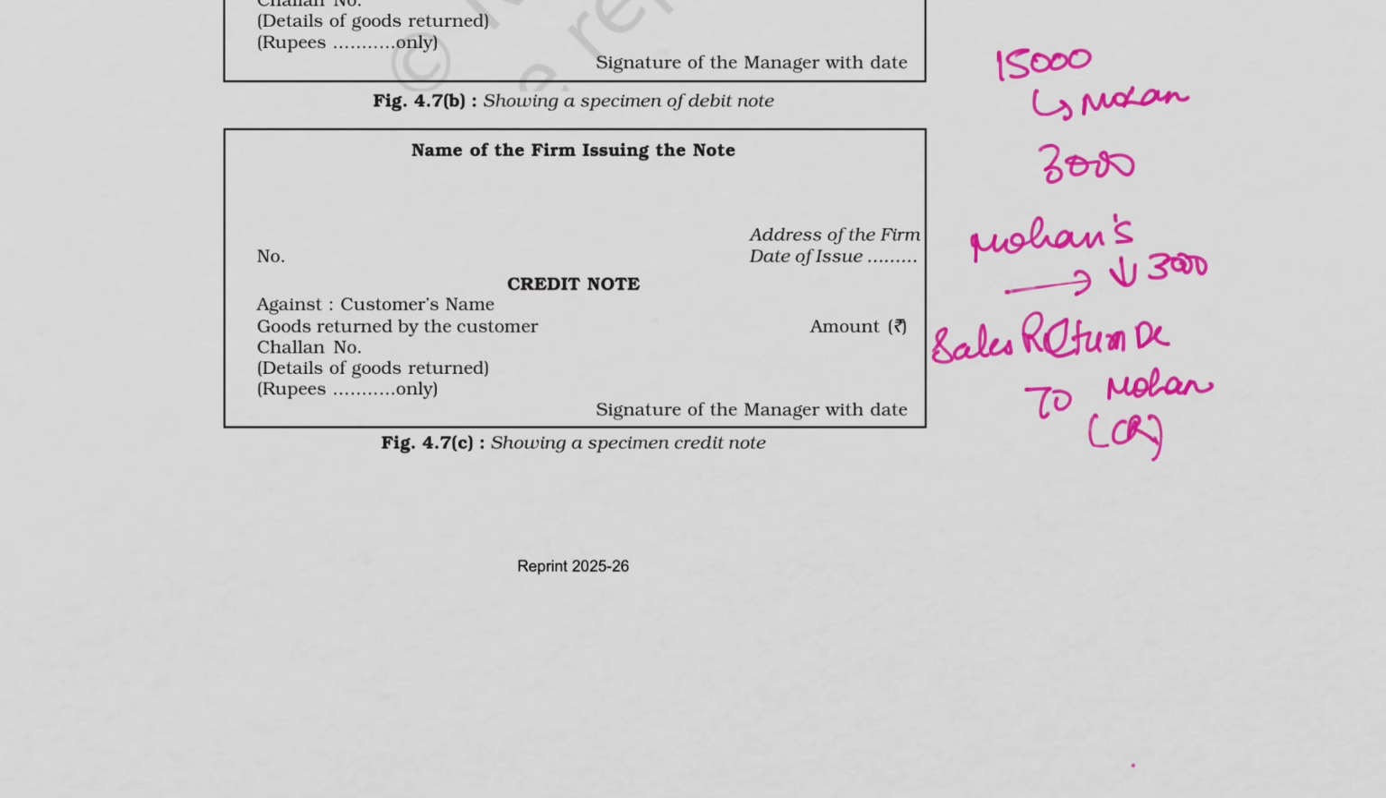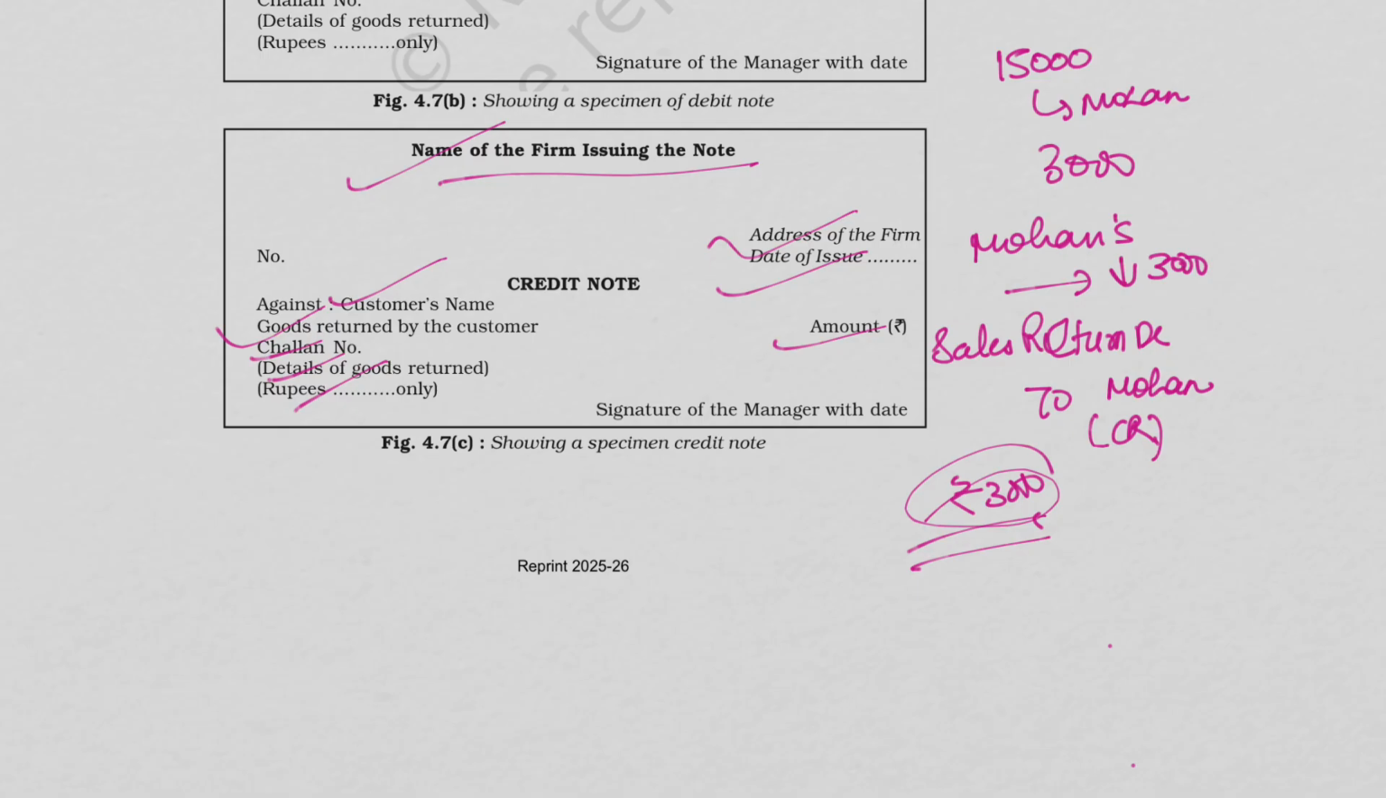Okay, so we'll credit Mohan's account. So we'll issue a credit note of rupees 3,000 to Mohan. This is similar to a debit note also. The format: name of the firm issuing the note, address, date of issue, amount, customer's name, goods returned by customer, challan number, details of goods, amount, signature.